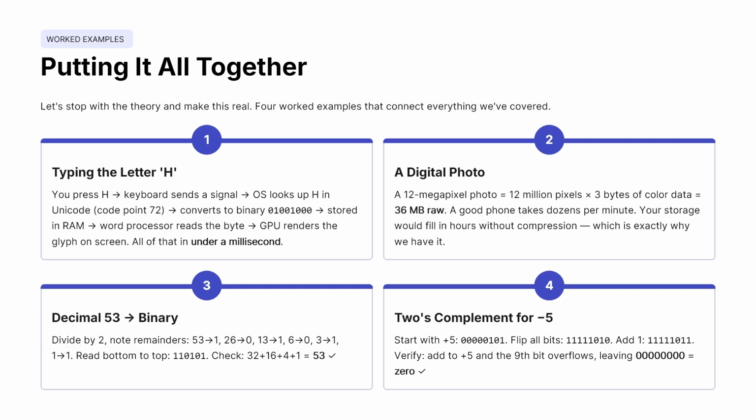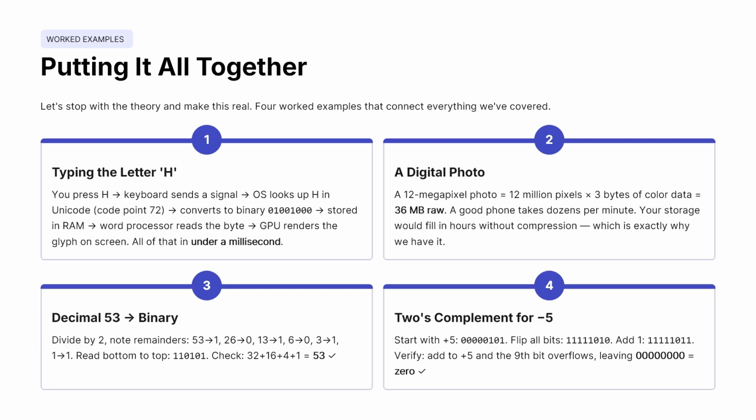Example 3. Binary math in action. Let's convert the decimal number 53 to binary by hand. We repeatedly divide by 2 and note the remainders. 53 divided by 2 equals 26, remainder 1. 26 divided by 2 equals 13, remainder 0. 13 divided by 2 equals 6, remainder 1. 6 divided by 2 equals 3, remainder 0. 3 divided by 2 equals 1, remainder 1. 1 divided by 2 equals 0, remainder 1.